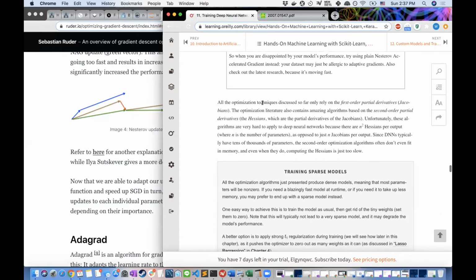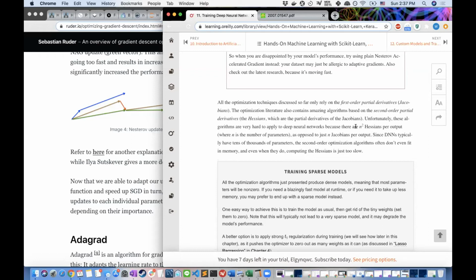Okay. All the optimization techniques discussed so far only rely on the first order partial derivative, which is the Jacobian. The optimization literature also contains amazing algorithms based on the second order partial derivatives, the Hessians, which are the partial derivatives of the Jacobians. Unfortunately, these algorithms are very hard to apply to deep neural networks because there are n squared Hessians per output, where n is the number of parameters, as opposed to just n Jacobians per output.